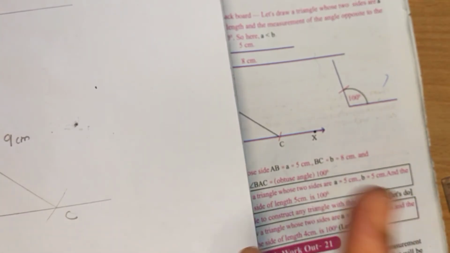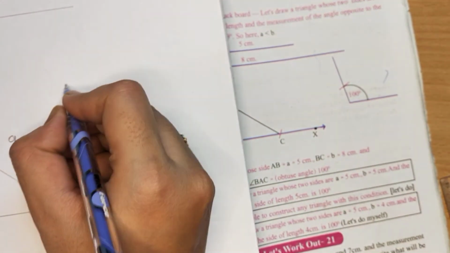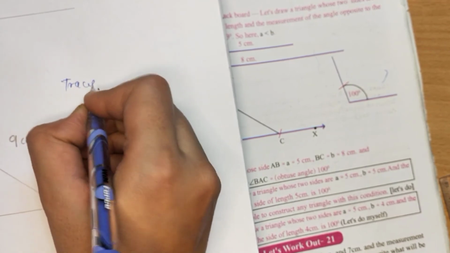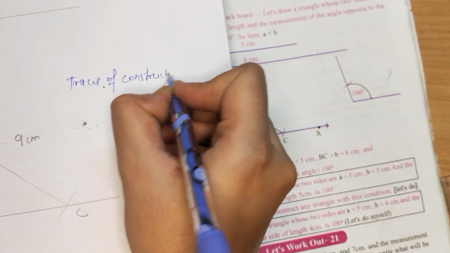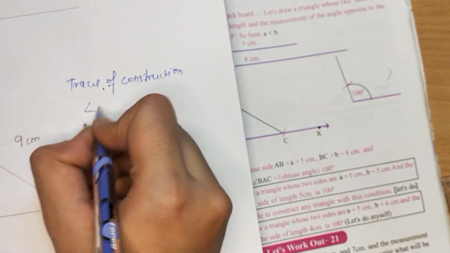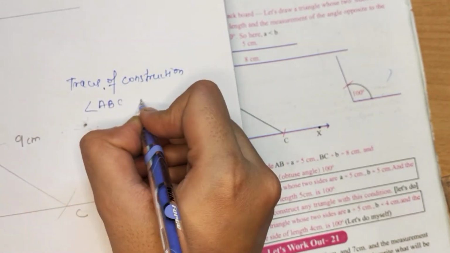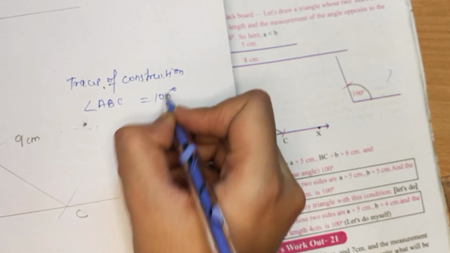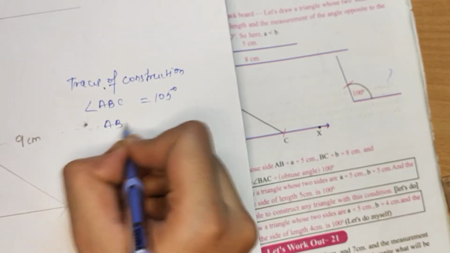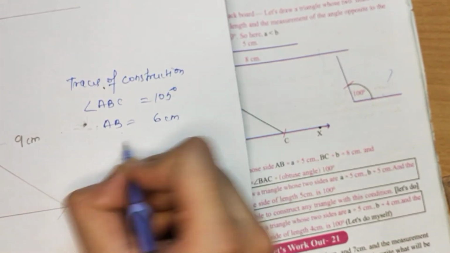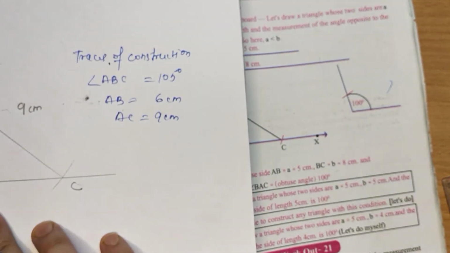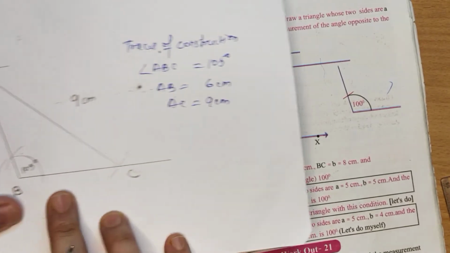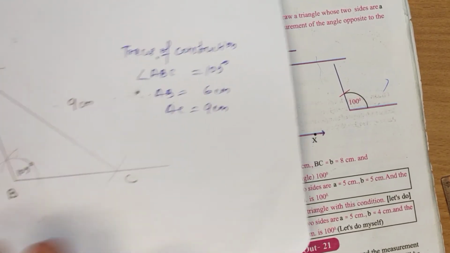So now I can note down the traces of construction. It should be angle ABC equals 105 degree, AB equals 6 centimeter and AC equals 9 centimeter. See here, the question has not asked for the measurement of the third side, so no need to write it down.